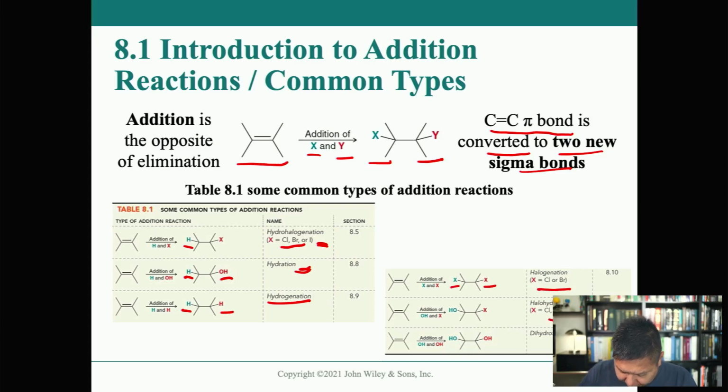Halohydrin formation, right? So we have a halogen and an alcohol being added, and then dihydroxylation. Sorry, not dehydroxylation, that made it sound like you're removing a hydroxyl group. It's dihydroxylation, where you're adding 2 hydroxyl groups. So we'll go through each one of those in time.